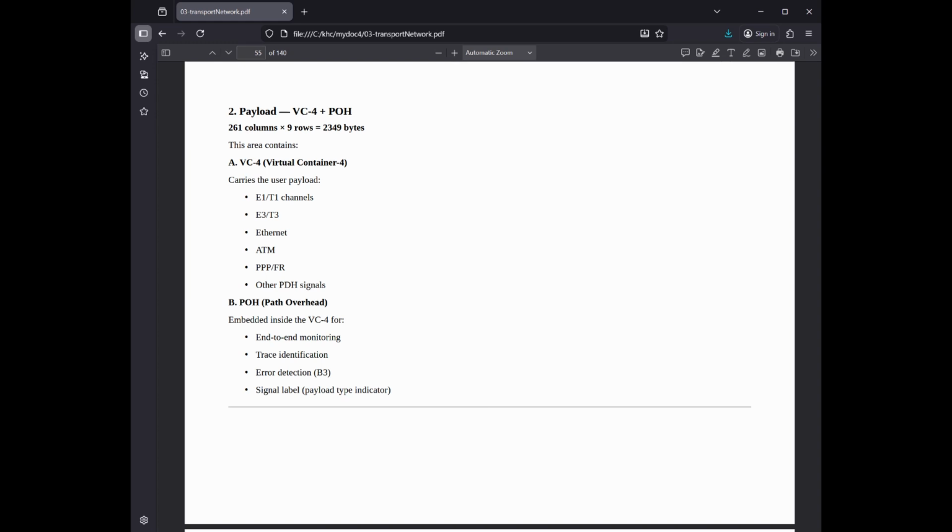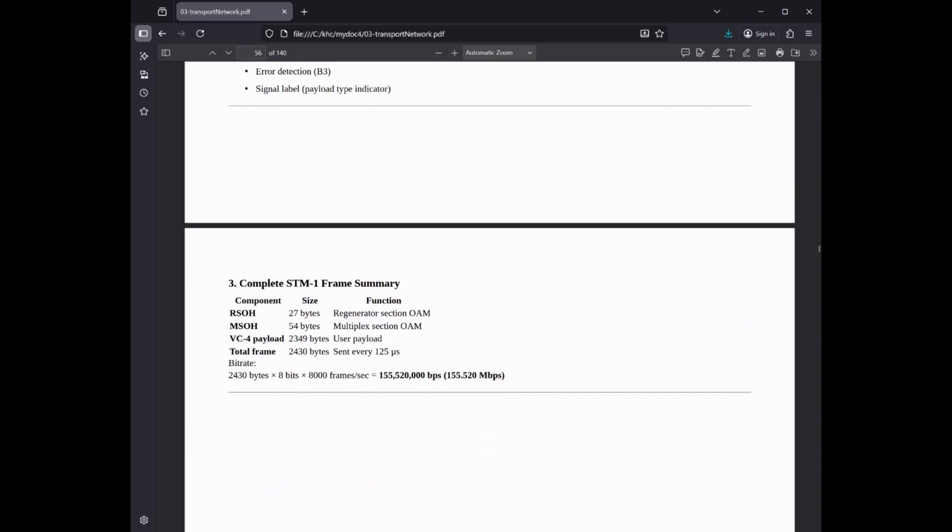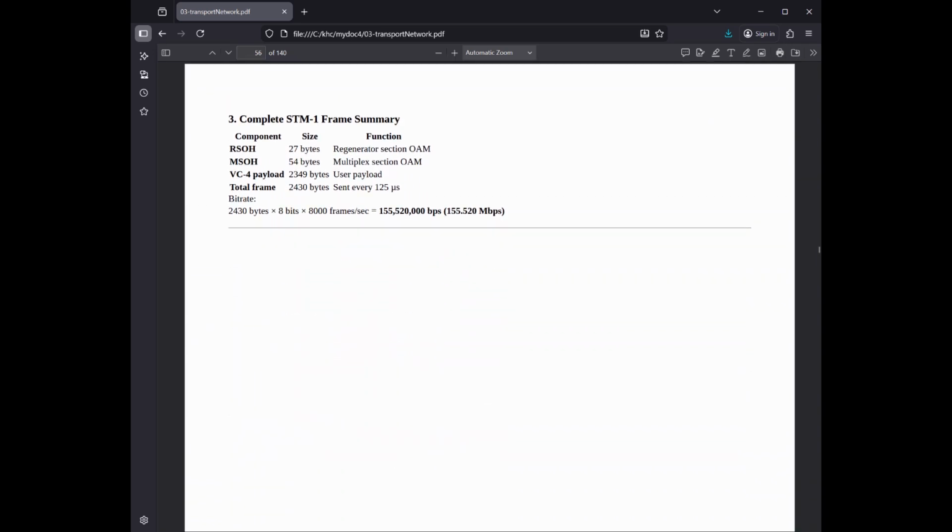Summary table, STM1 components. Component, rows, columns, responsibility. RSOH: 1 to 3, 1 to 9, framing and regenerator management. AU pointer: 4, 1 to 9, locating the start of the VC4 payload. MSOH: 5 to 9, 1 to 9, protection switching and error monitoring. VC4: 1 to 9, 10 to 270, the cargo, customer data plus path management.